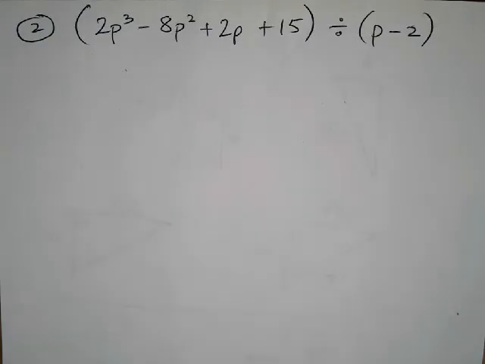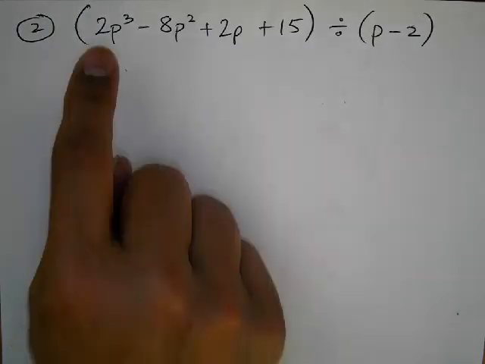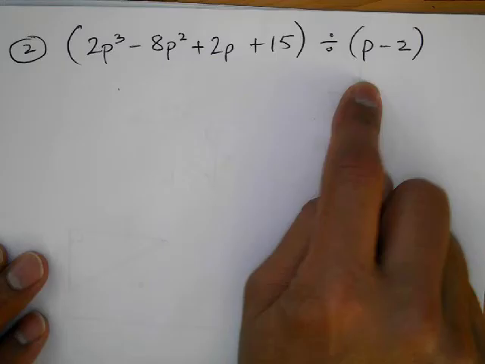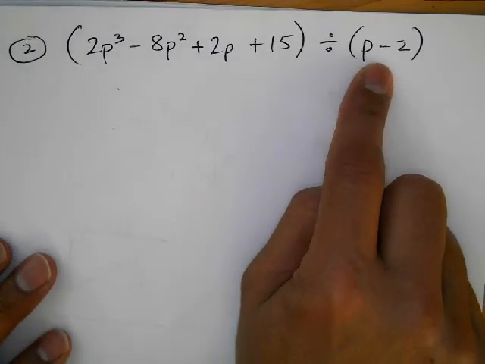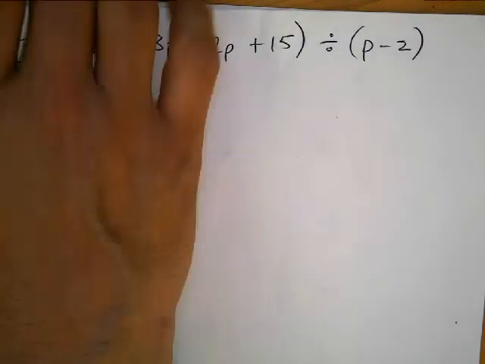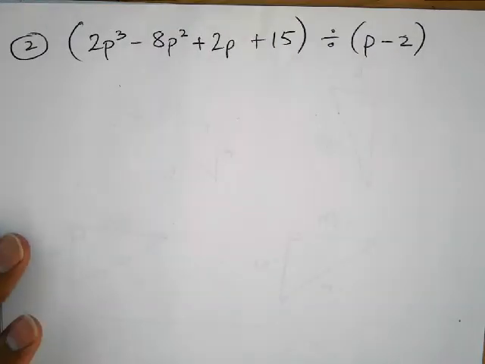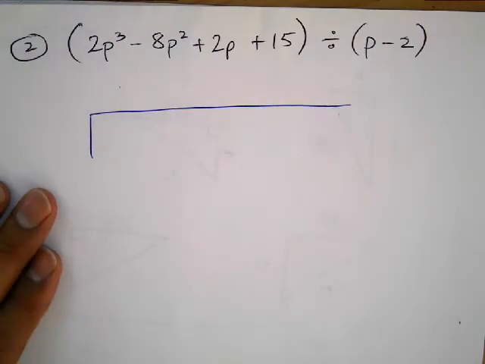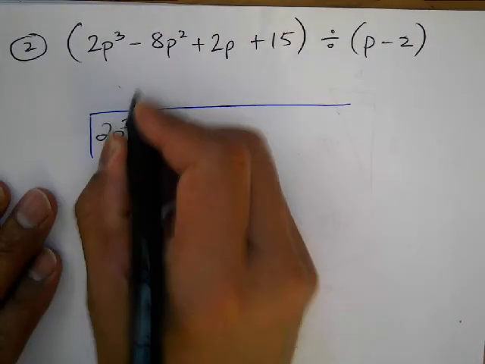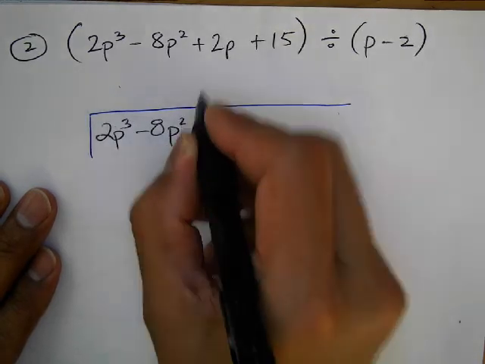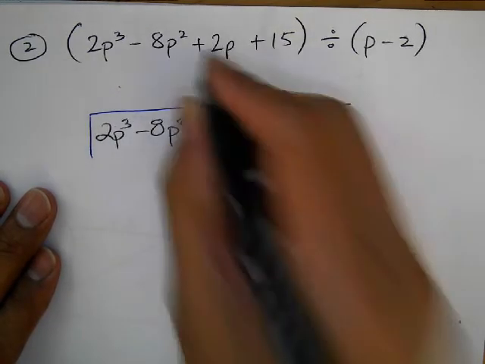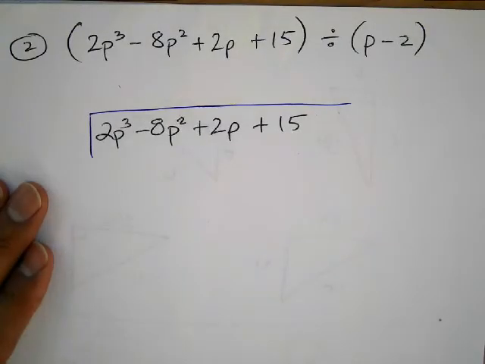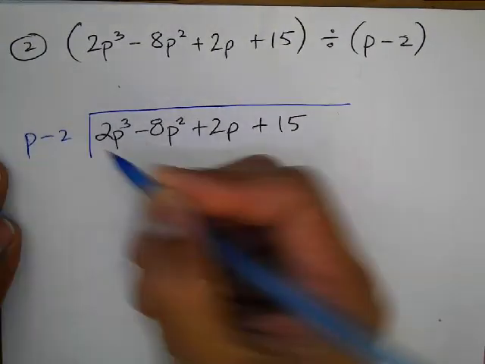Okay, here we go. Continuing with these division problems, dividing polynomials, right? This is no longer a monomial, so we have to do long division, right? This is long division, division of polynomials. So let's set this up as a division. That'll be 2p cubed minus 8p squared plus 2p plus 15 divided by p minus 2.